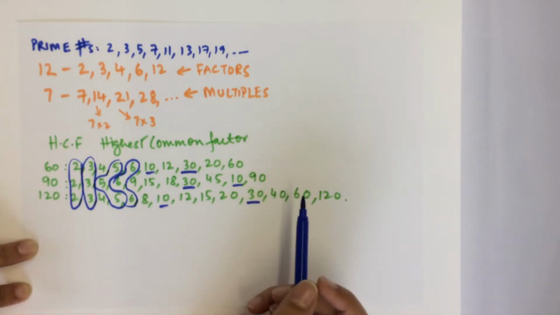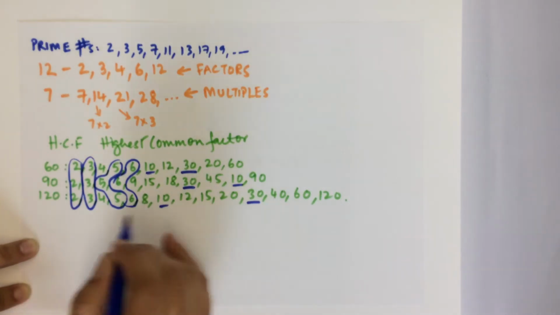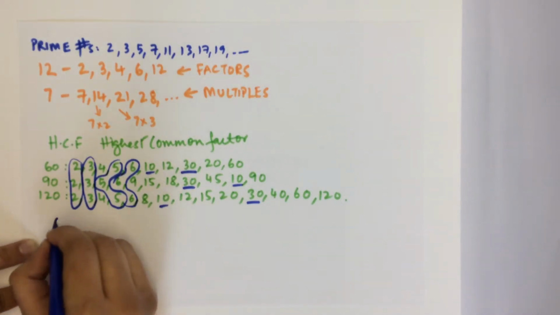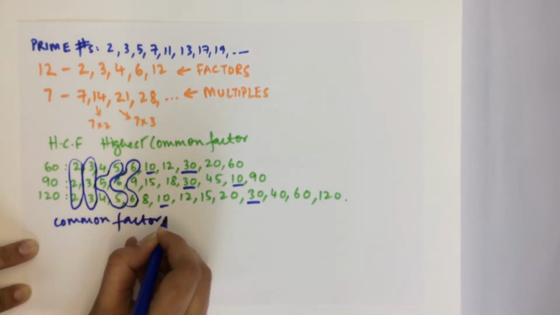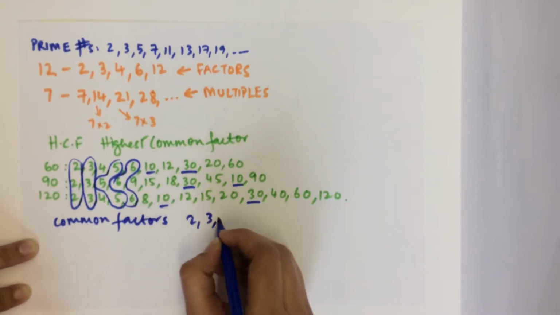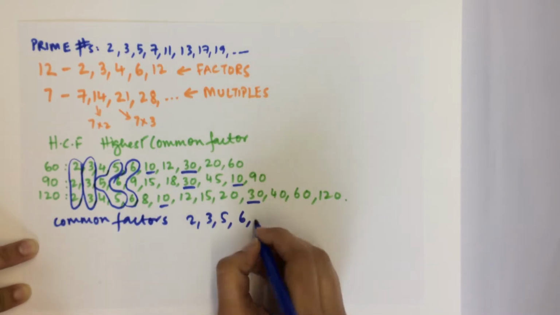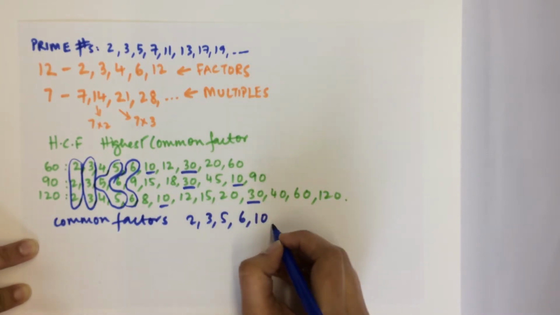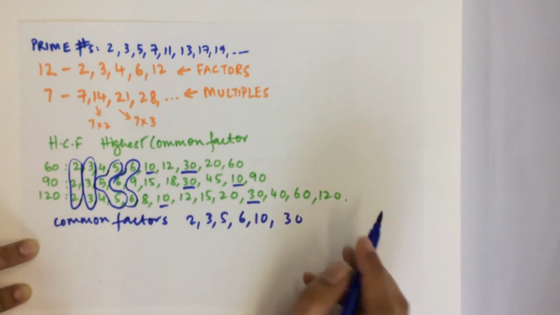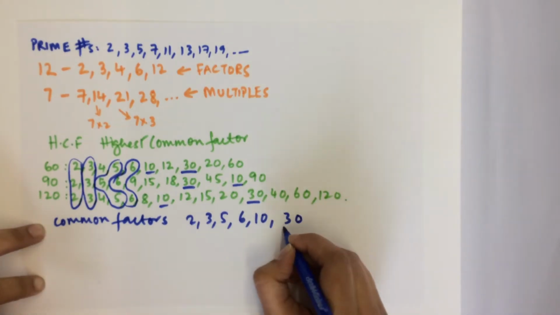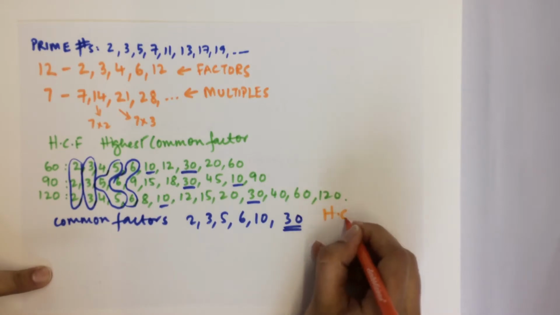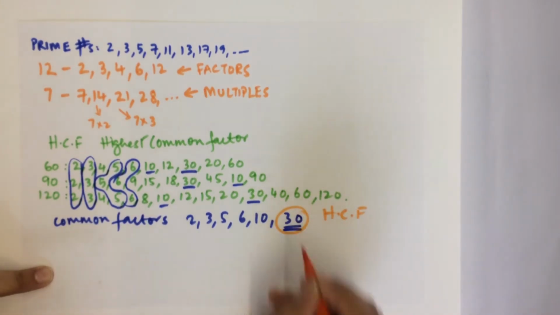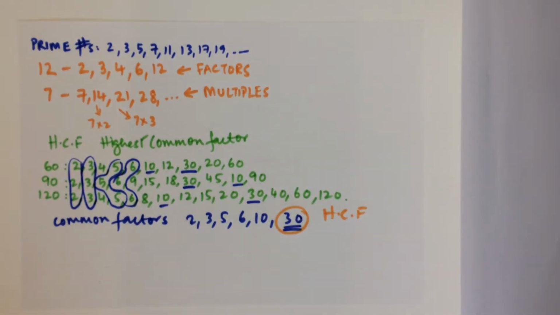Is that it? Yeah. And amongst all the common, let me quickly list down the common factors first. Common factors are 2, 3, 5, 6, 10, 30, and amongst all these 30 is the highest. So HCF is 30. 30 is the highest common factor amongst all 3.